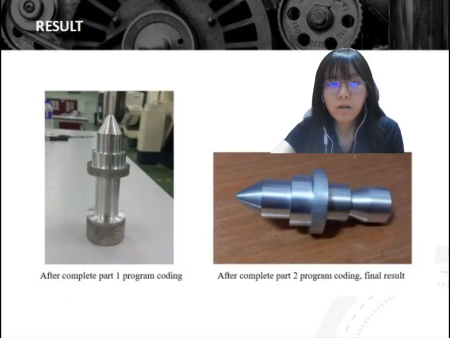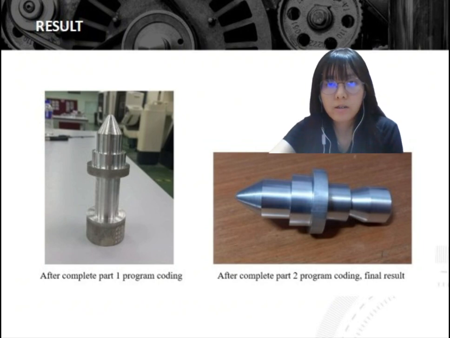Here we show our project result after the machining process. The picture on the left-hand side shows the project just after completing the part 1 program coding, and the second picture shows the final result of our project, and the shape and dimensions are the same as the drawing.